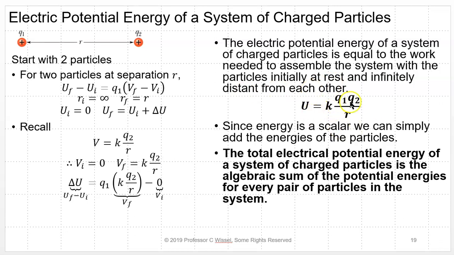U equals K Q1 Q2 over R. Since energy is a scalar, we can simply add the energies of the particles. This is why you definitely want to be dealing with energy instead of electric fields here. The total electrical potential energy of a system of charged particles is the algebraic sum of the potential energies for every pair of particles in the system.